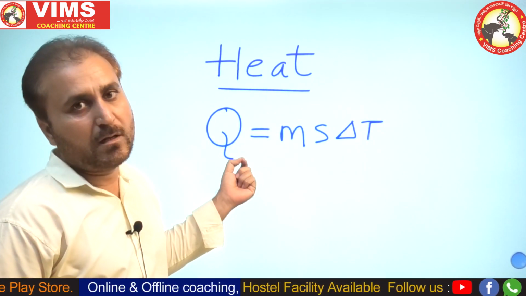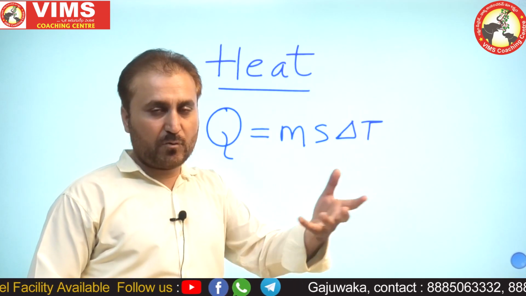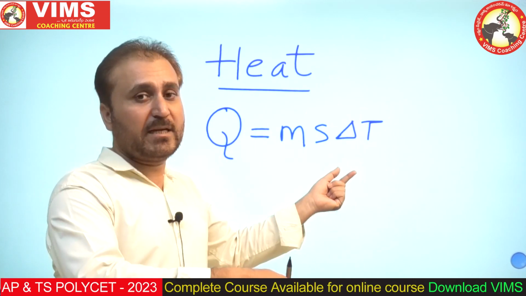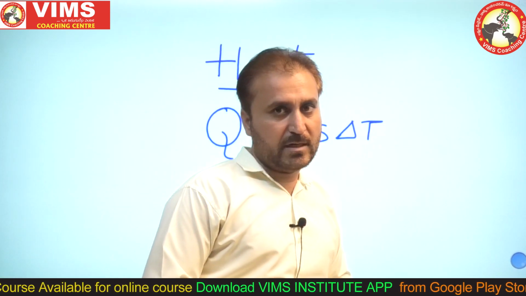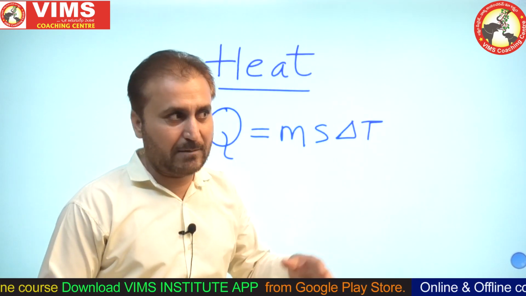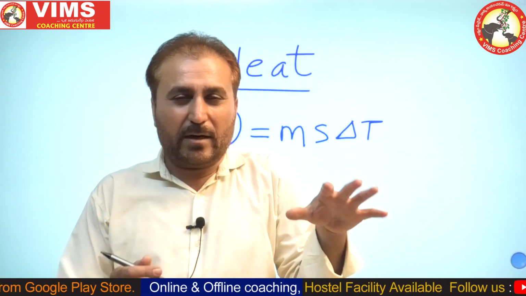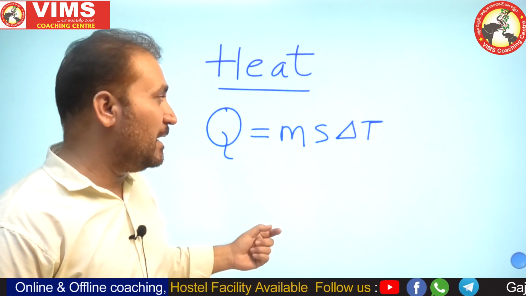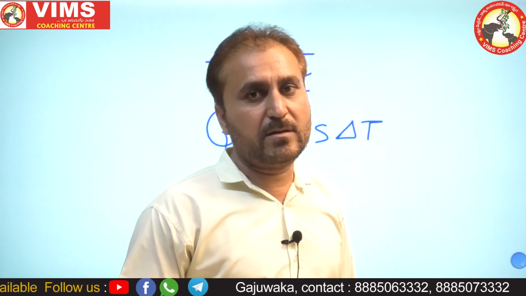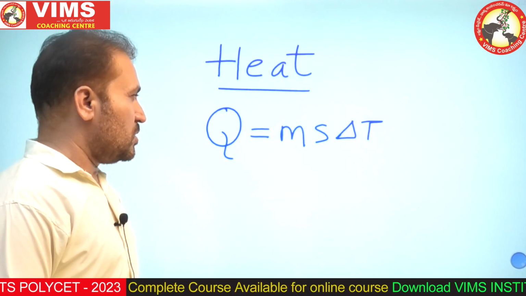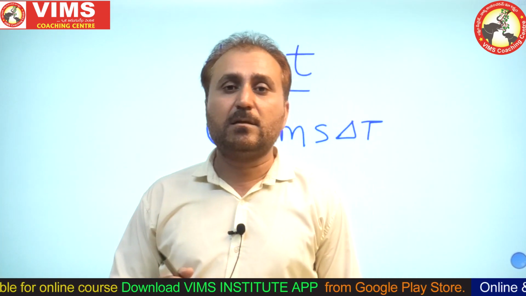So Q is equal to ms delta T is the mathematical formula for calculating heat lost or heat gain, where Q stands for quantity of heat, m stands for mass of the substance you have taken, s stands for specific heat of that substance. About specific heat we will have a class in detail. Delta T stands for difference in temperature. That means before heating or losing, what is the initial temperature of that object and what is the final temperature of that object, that is called delta T. So by this formula we can find out heat lost or heat gain. So heat is a measurable quantity.